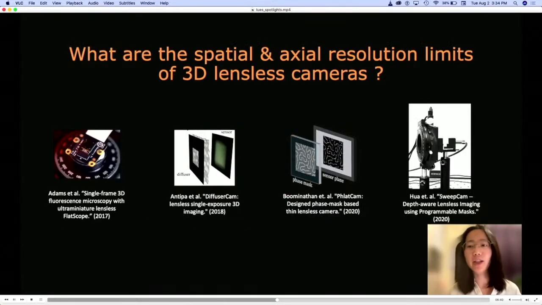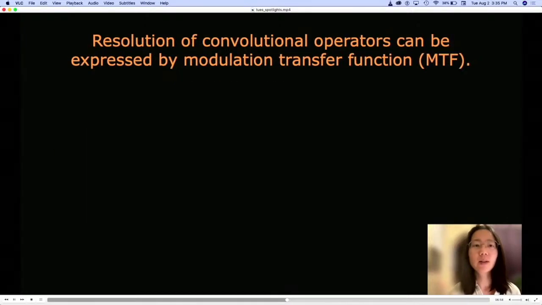3D lensless imaging has been demonstrated on numerous prototypes built in the past decade, and they can function as efficient and lightweight microscopes. But what are the resolution limits of 3D lensless imaging? This work characterizes the spatial and axial resolution limits of 3D lensless cameras.